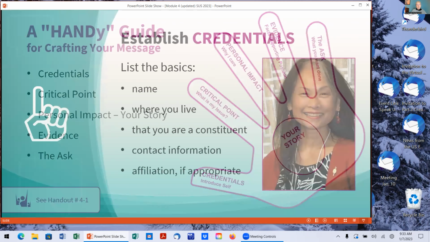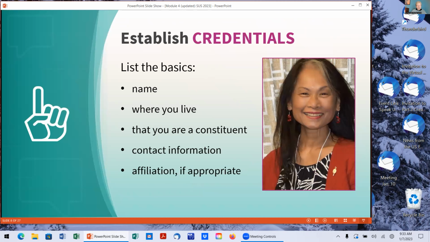So let's look at these individually. First, establishing your credentials doesn't mean that you have to be an expert, an elected official, or a known lobbyist. It simply means that you're letting the person you're talking to, or the board you're addressing, know the basics about you: who you are, what your name is, where you live, what district you live in. I'm a member of the 23rd Legislative District.